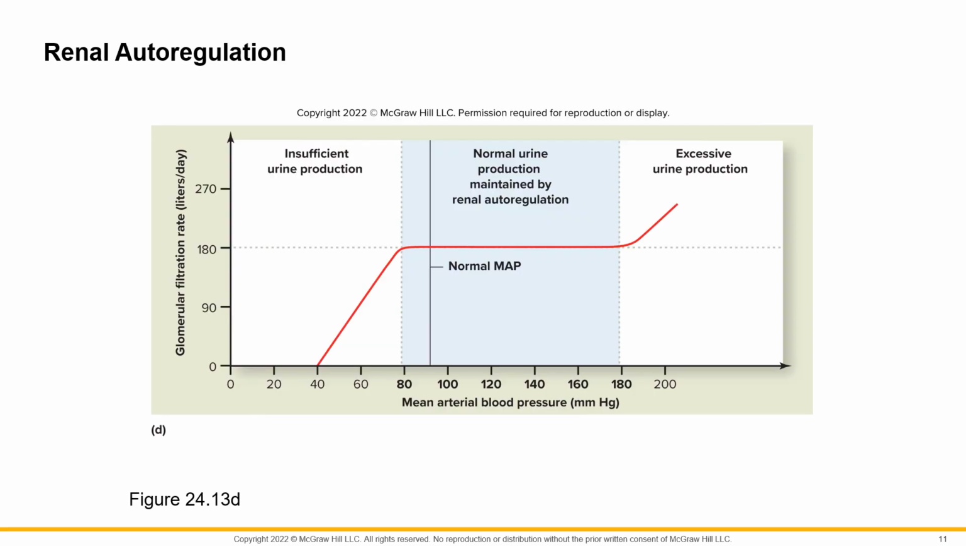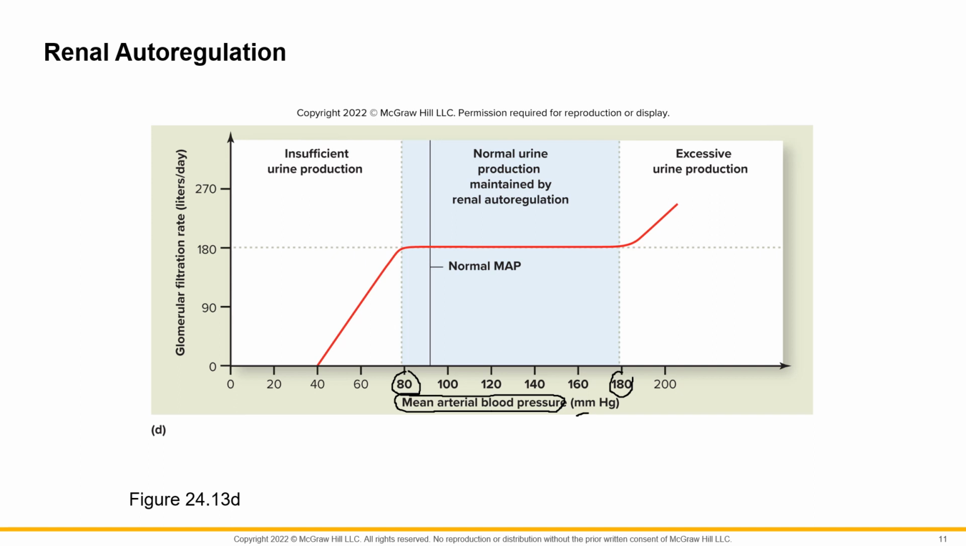Now, here's what happens. So if you're dehydrated, your blood volume goes down. And when blood volume goes down, your blood pressure goes down. So on the x-axis here, you are looking at mean arterial blood pressure. So the mean blood pressure in your arteries in millimeters of mercury. So anything from 80 to 180 is normal.